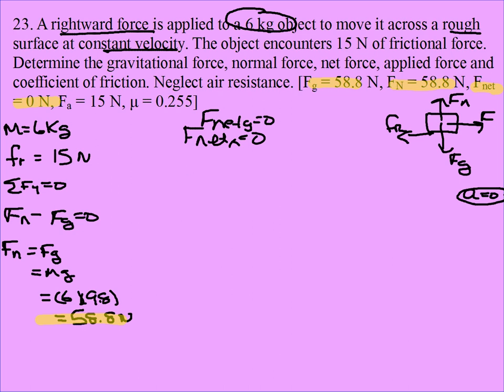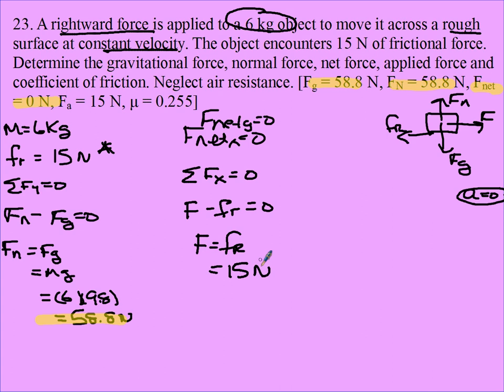So let's go and sum the forces in the x direction. This is going to equal 0 because the acceleration is 0. So I have an applied force F minus friction equals 0. So my applied force has to equal my frictional force, and I've found that my frictional force is 15 newtons. So this is 15 newtons, and it's to the right. So now I found Fa.